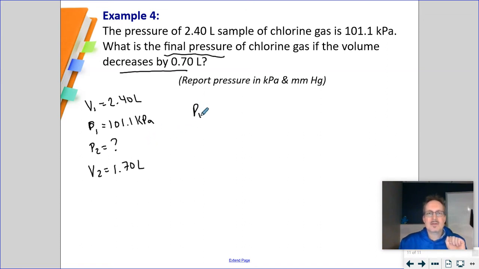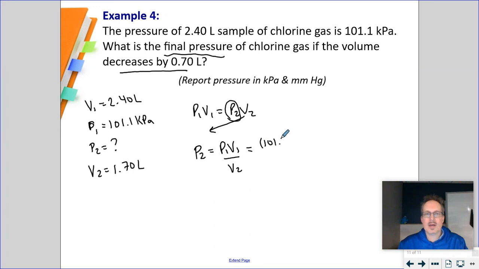Okay, P1 V1 equals P2 V2. We are solving for P2, which means volume's going down. P2 equals P1 V1 over V2. 1 mark for the formulas. We're going to sub in 101.1 kilopascals times 2.40 liters divided by 1.70 liters. Liters on top, liters on bottom. My answer for pressure is going to come out in kilopascals.